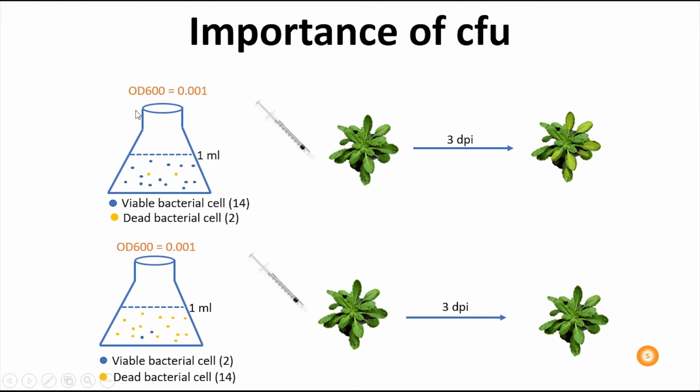Although the OD of the 2 bacterial suspensions is 0.001, due to the difference in viable bacterial cells, one bacterial suspension showed symptoms while the second bacterial suspension did not show any effect. We can measure viable bacterial concentration in CFU per ml.